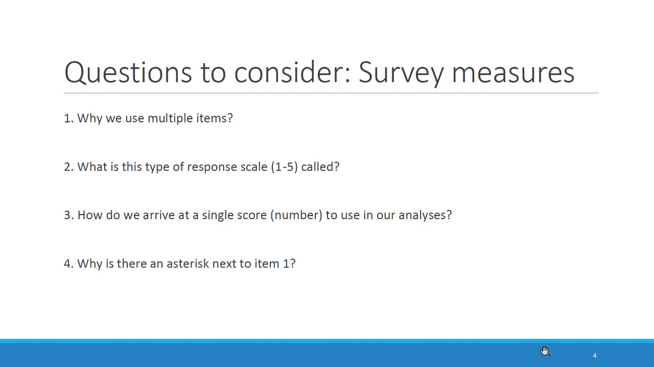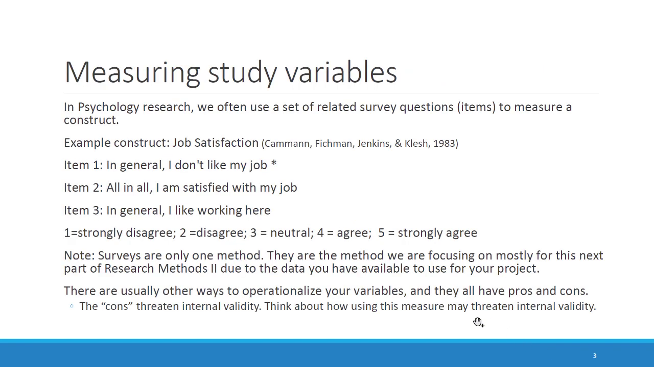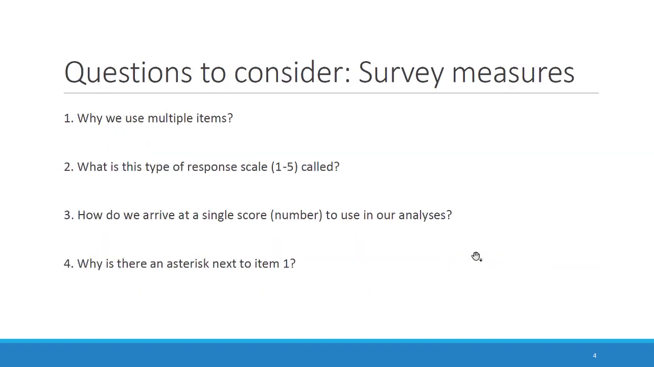Question number 2, what is this type of response scale 1 to 5 called? You may have heard this in other psychology classes that you've taken, but this scale of 1 strongly disagree to 5 strongly agree is referred to as a Likert type scale.